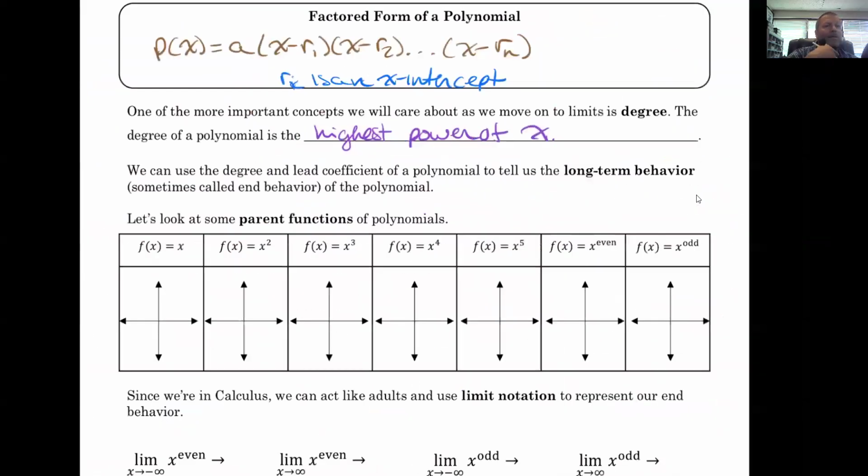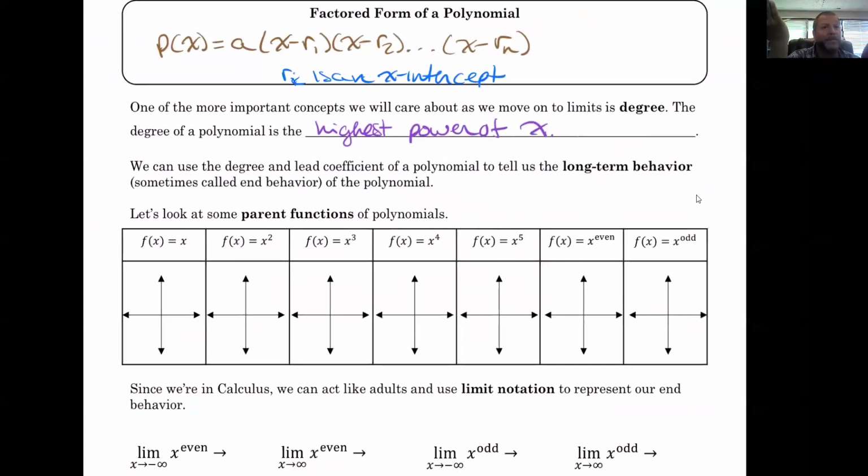We care about degree and power because it's going to help us with the long-term behavior of a polynomial. And this is important for a couple of things. When we talk about table of signs, when we talk about end behavior, all of this comes into play, limits as well.